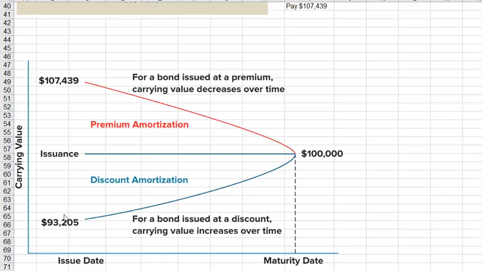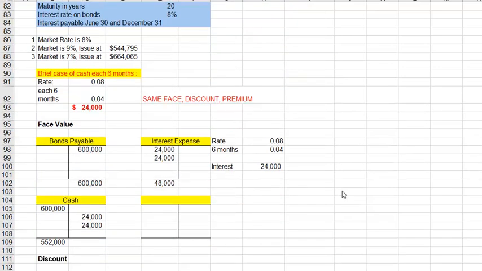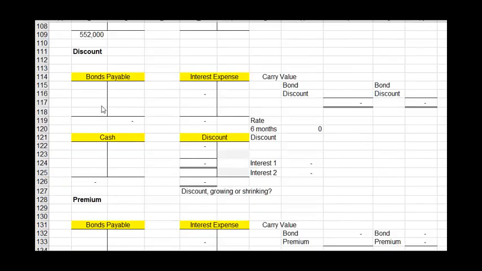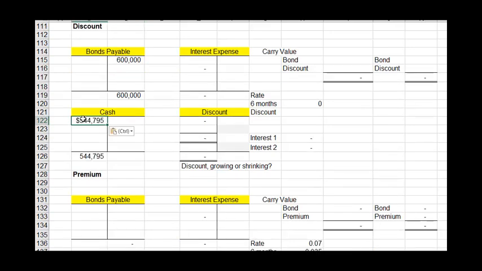Our goal here is to take our bond, which is being issued at less than face value, and at the end of the life, after we amortize our discount, we will pay back the face value. So what we have here is we're going to receive $544,000, and at the end of the 20 years, we are going to pay back $600,000. Let's do the discount. We know that our bonds payable will be $600,000, and that is what we're going to owe at the end of the 20-year period. We are going to receive $544,795. The difference between these two is going to be our discount.